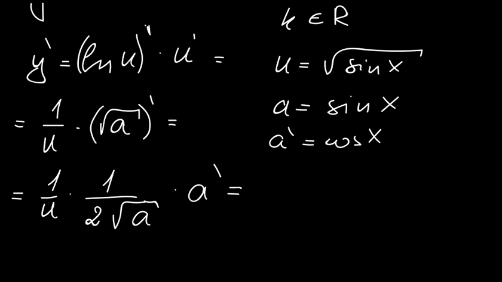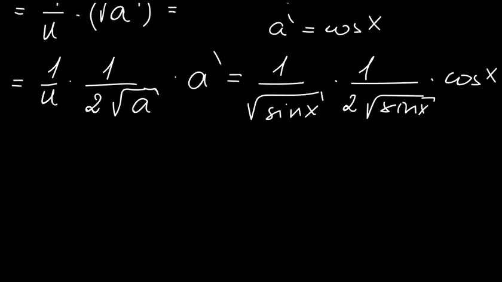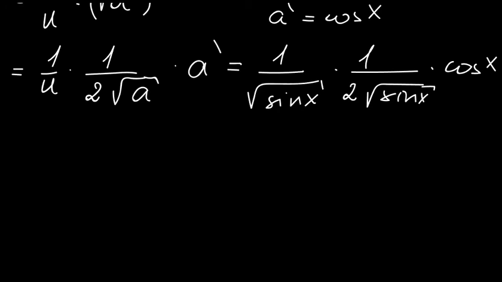We get 1 over a square root of sine of x times 1 over 2 square roots of sine of x times cosine x. Now we need to simplify this. I wouldn't recommend leaving it like that. This looks not very pretty.